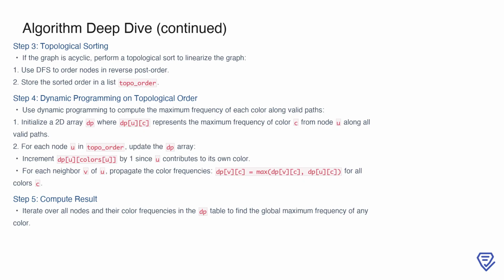As we process each node in the topological order, we first increment the frequency of its own color in dp. For each of its neighbors, we propagate these frequencies, ensuring that for any color c, the value in dp for the neighbor is updated to the maximum of its current value and the propagated value from the current node. This propagation ensures that color frequencies are properly accumulated along all valid paths in the graph. The final step is to iterate through the dp table to find the global maximum frequency of any color.